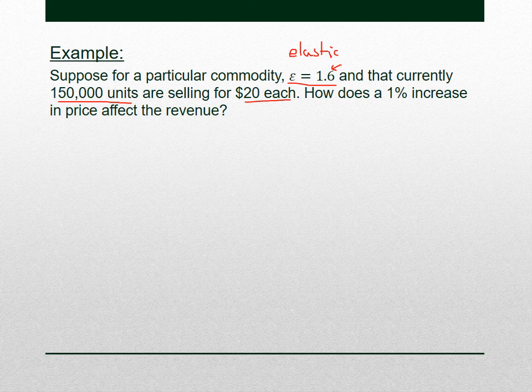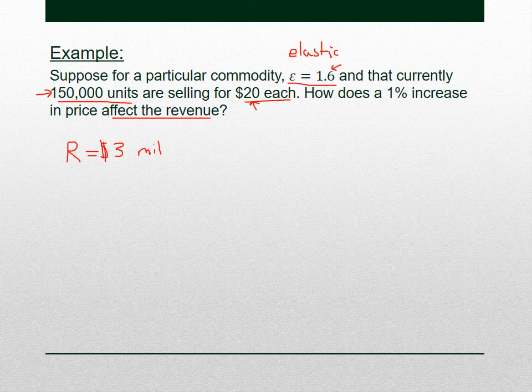Okay, so we want to know how it affects the revenue. To determine that, first we need to figure out what the revenue is right now. I'm just going to use R to represent the revenue right now. You should know the revenue is given by number of things times price per thing. So that's 150,000 times 20, which is 3 million. So our current revenue is $3 million.